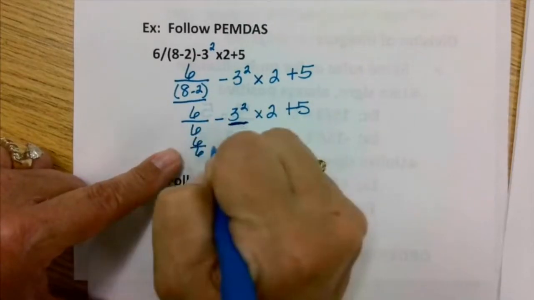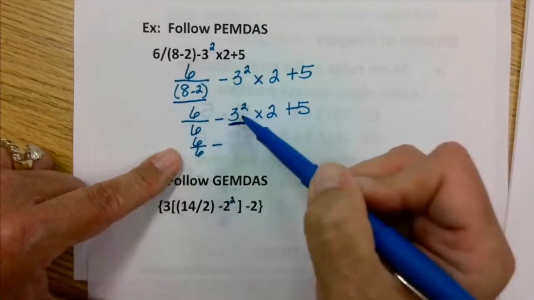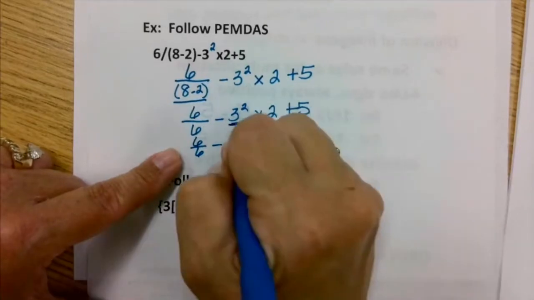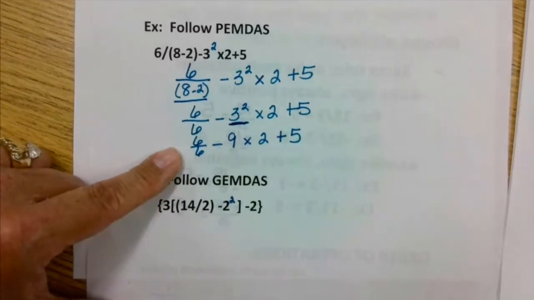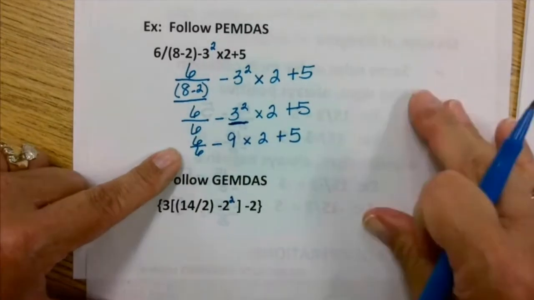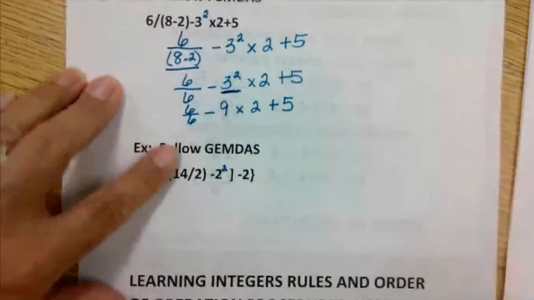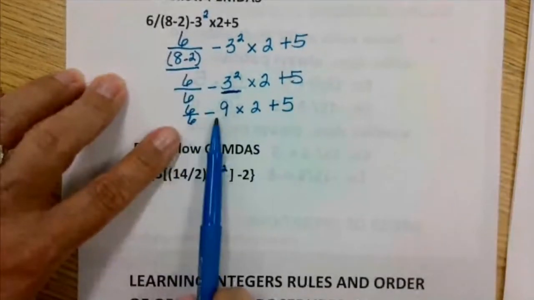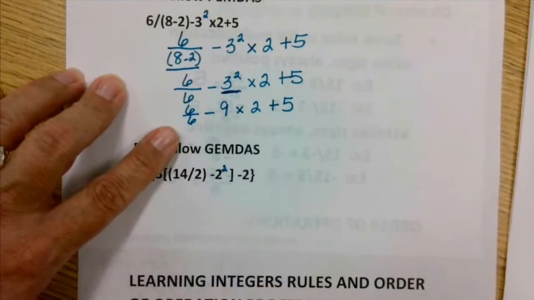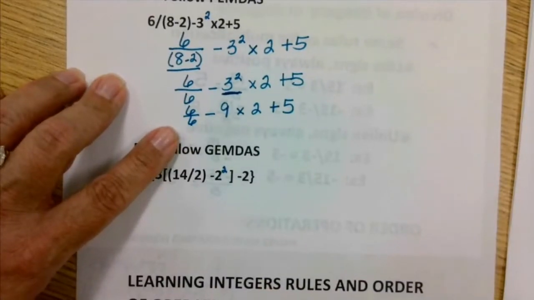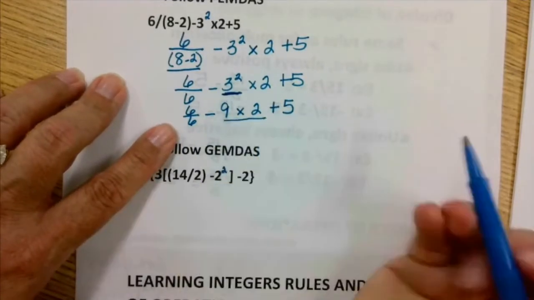I'm going to bring everything else down. 6 over 6 minus 3 times 3 is 9 times 2 plus 5. Okay? Now we're going to look to see, what do we have here? We have division, we have subtraction, we have multiplication, and we have addition. All right? So what are we going to do next? We're going to do multiplication next.